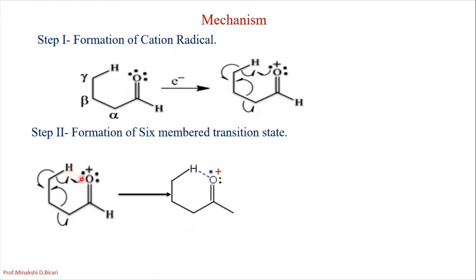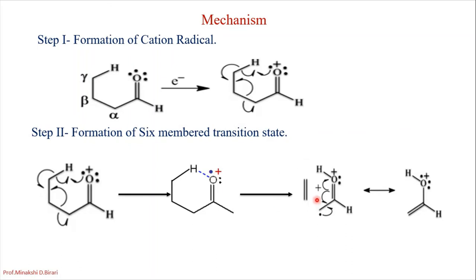As we know, the radical cation is formed, then there is a migration of a gamma hydrogen towards the heteroatom, and there is a formation of a new bond. Also, there is a breaking of another bond. Here, the six-membered transition state is formed. And next to that, the formation of a fragment and elimination of alkene, ethylene, and formation of this enol radical cation.